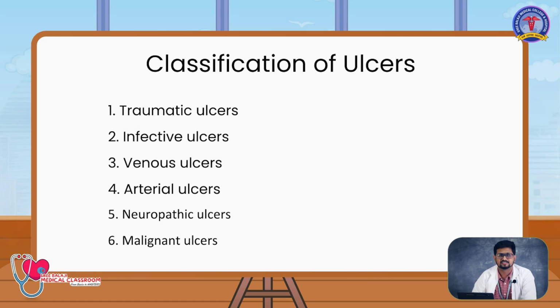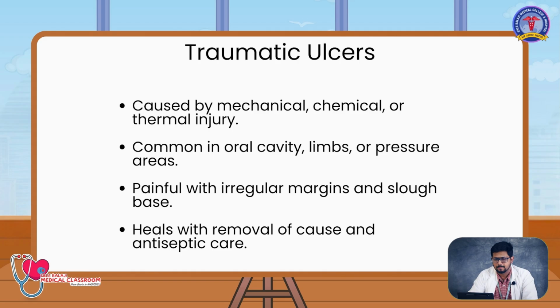In the classification of ulcers, we have a few types like traumatic ulcer, infective ulcer, venous ulcer, arterial ulcer, and neuropathic and malignant ulcers. A traumatic ulcer is caused by mechanical, chemical or thermal injuries. Commonly injuries occur to the oral cavity, the limbs, upper or lower, and the pressure areas like over the gluteal regions and the back. It is painful with irregular margins and slough present. It heals with removal of the cause and proper antiseptic care, that is wound dressings.